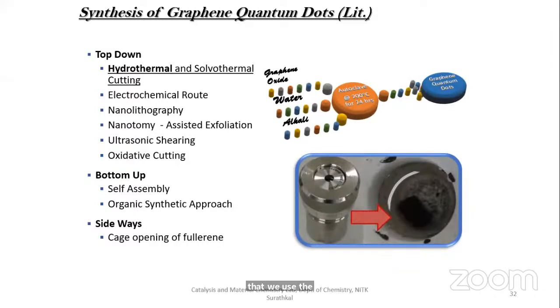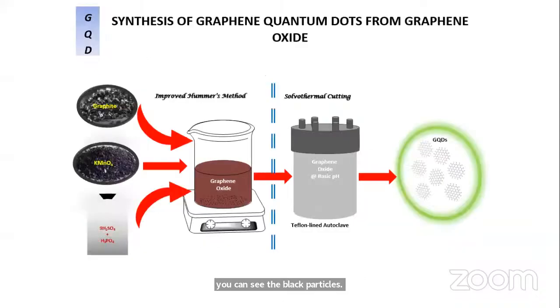So this is the hydrothermal and solvothermal method where the graphene oxide is taken, water and the alkali is added, and it is autoclaved for 24 hours at 200 degrees Celsius. The graphene quantum dots are obtained. You can see the black particles, that is nothing but graphene quantum dots.